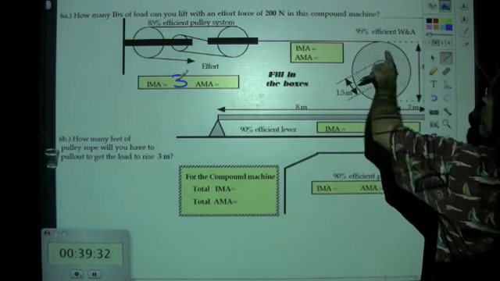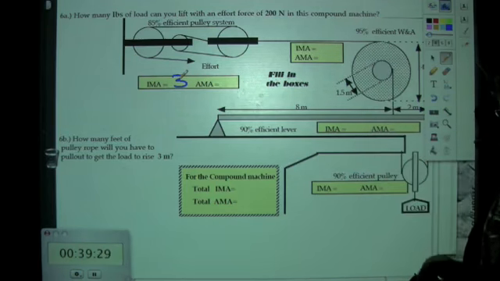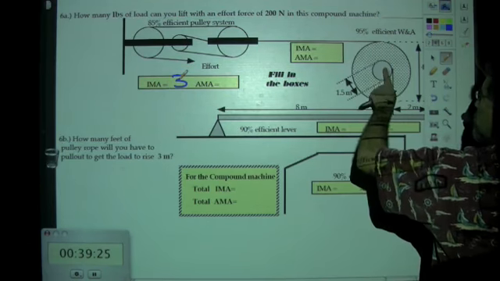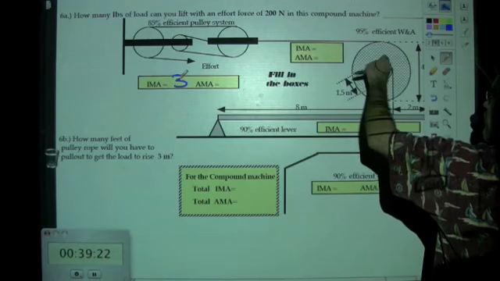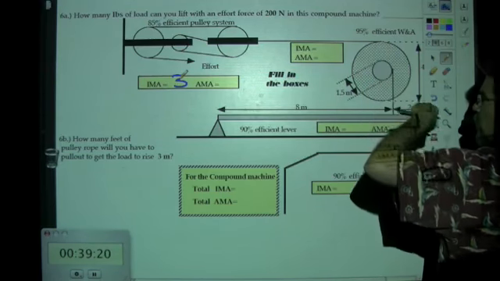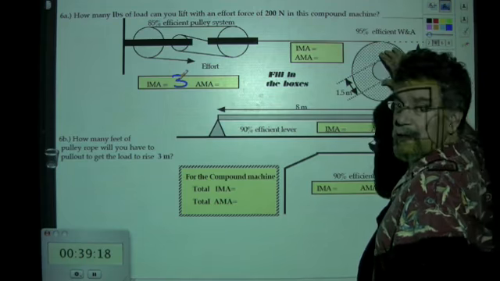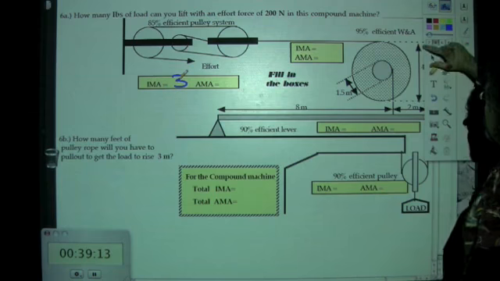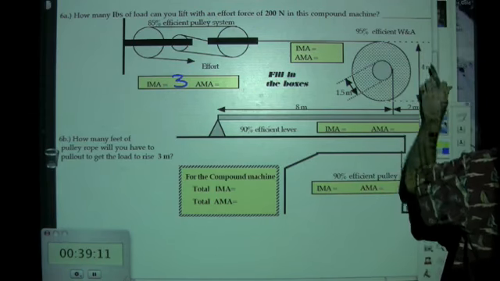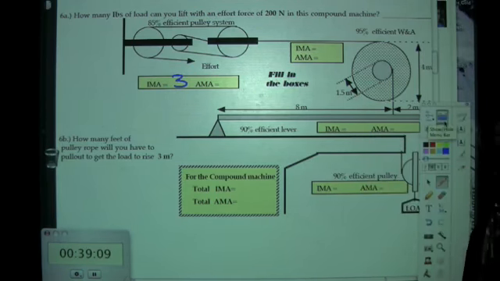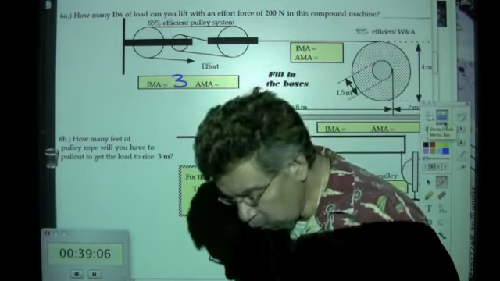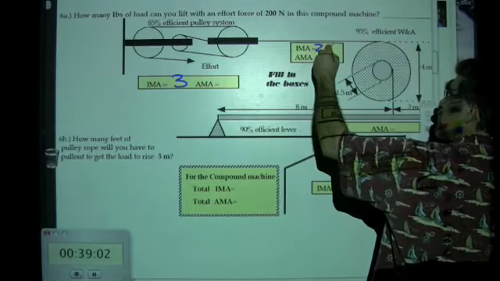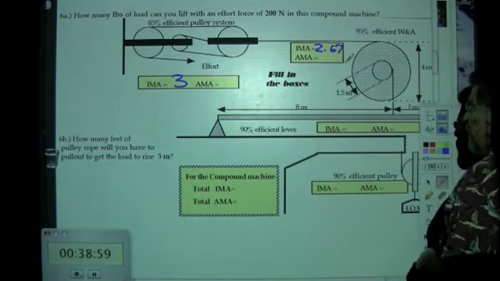Alright, so I'm pulling this way, so my effort is here, my load is here. And so it's going to be the radius of the wheel over the radius of the axle for a wheel and axle. So this is 4 meters over 1.5. 4 over 1.5 is going to be 2.67. So 2.67 is my IMA there.